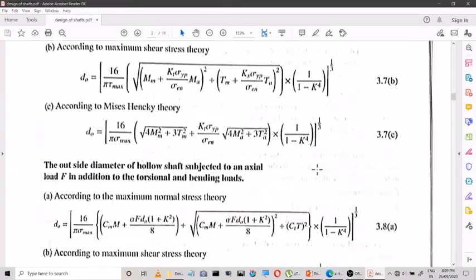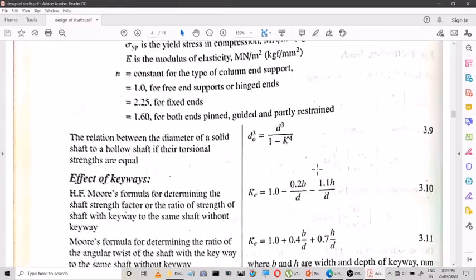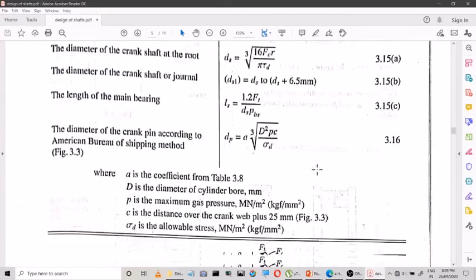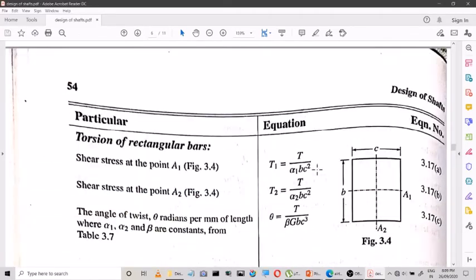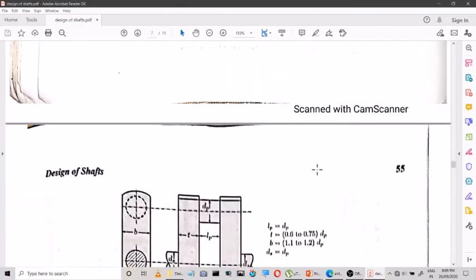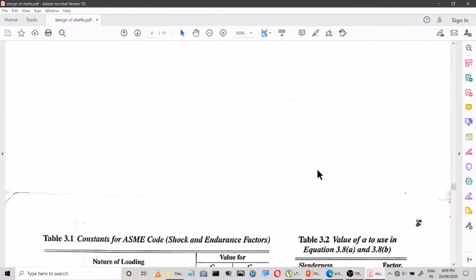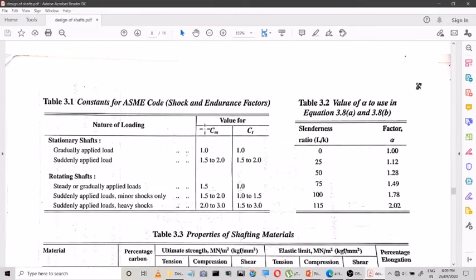Now, other considerations you need to take care here. The thing is the value of CM and CT. Now the values of CM and CT are used if you want to design the shaft based on the ASME code.